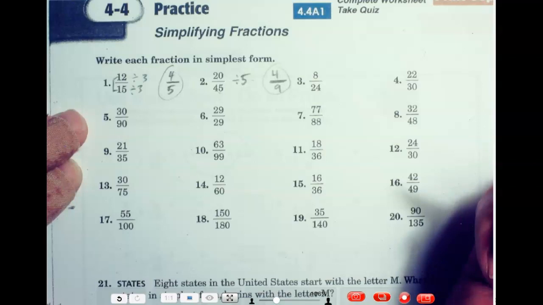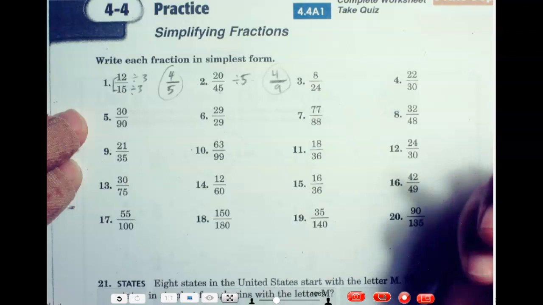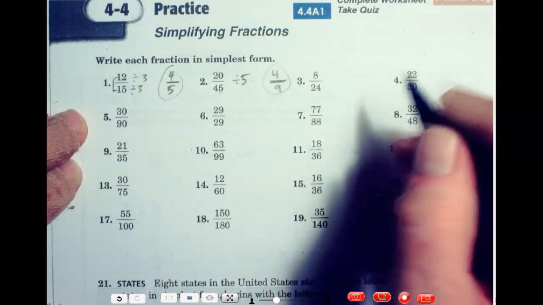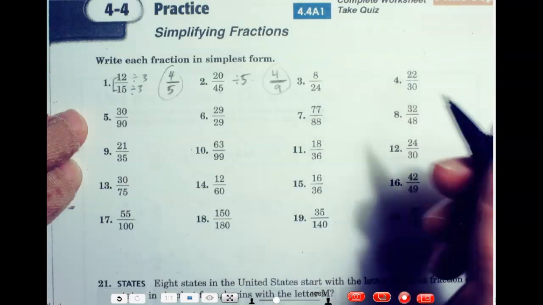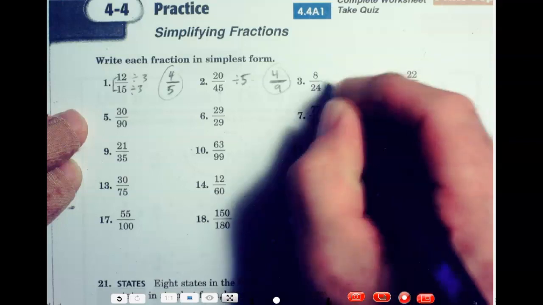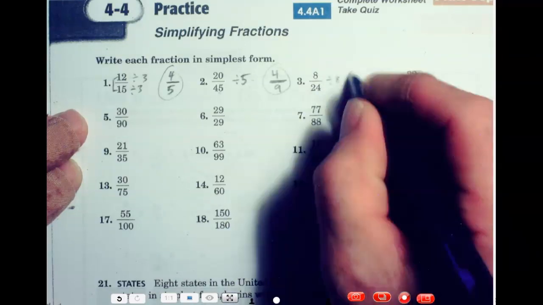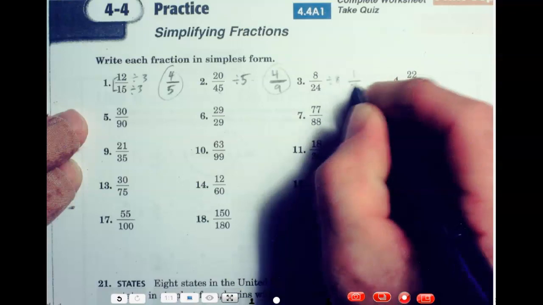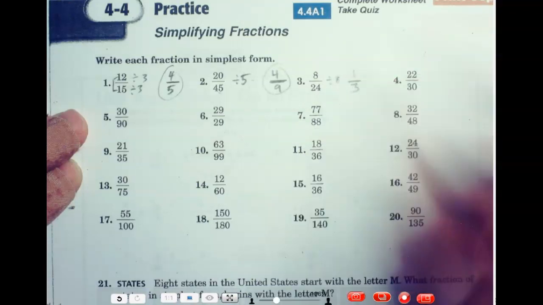So 8 and 24, 8 24ths, this is one. There are a variety of different factors that go in here. 8 is the greatest common factor, so if you divide these both by 8, you're going to quickly get to 1/3. But you can also just start with 2.